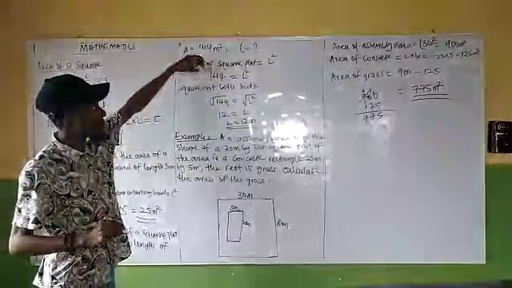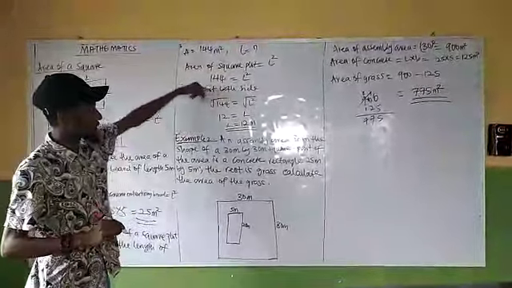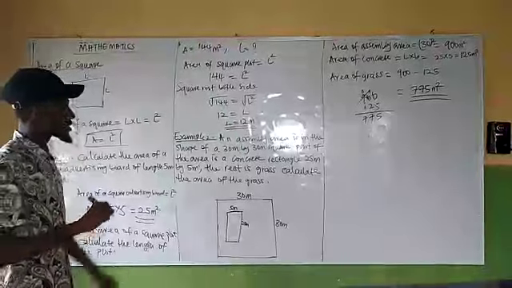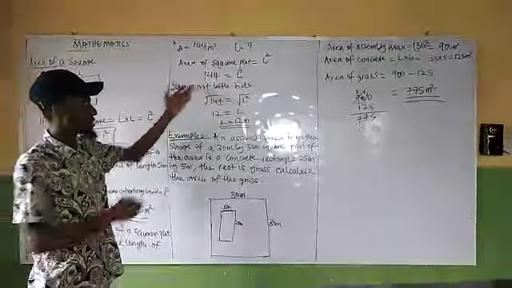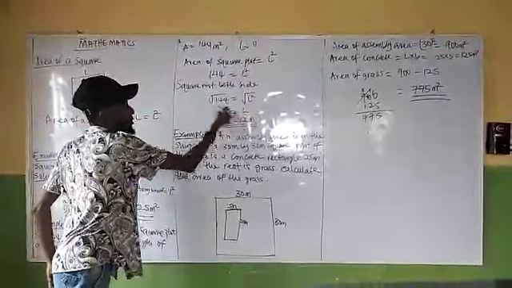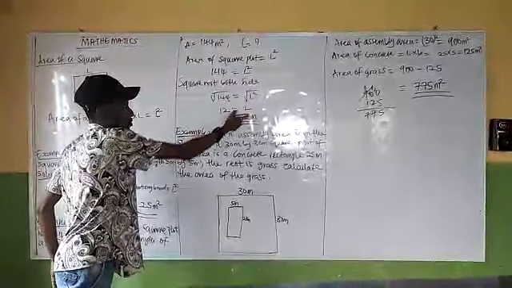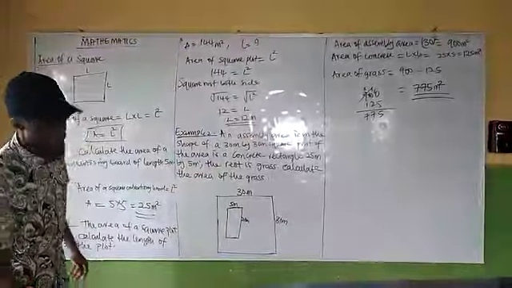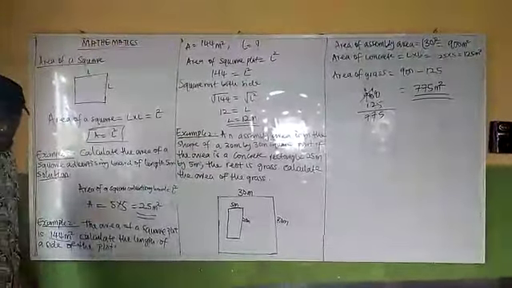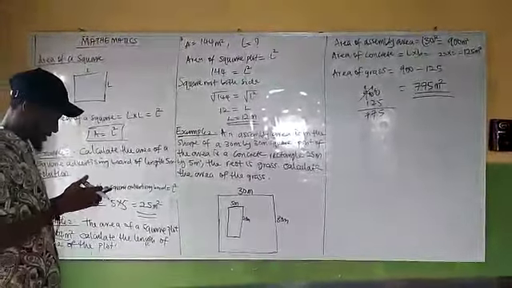So please take note, when you arrive at this point, all you have to do is take the square root of both sides. Once you take the square root of both sides, the square root cancels the square, then the square root of 144 is 12. So hence your length is 12 meters. That is that.